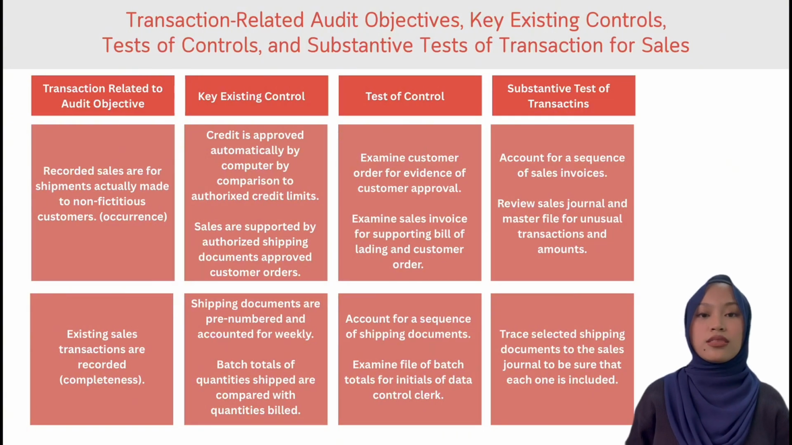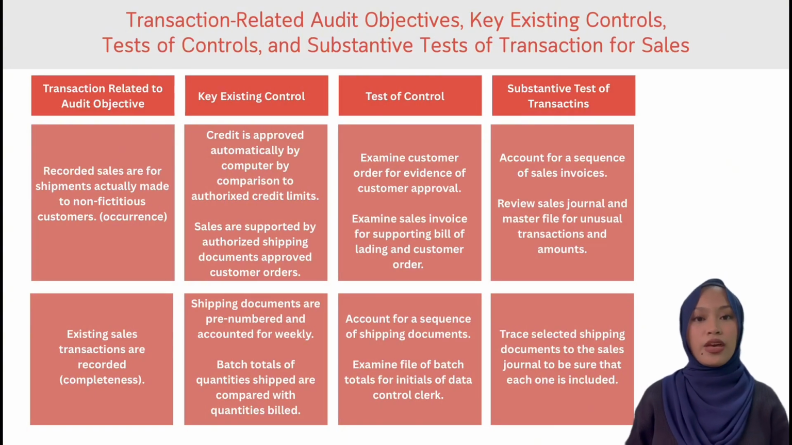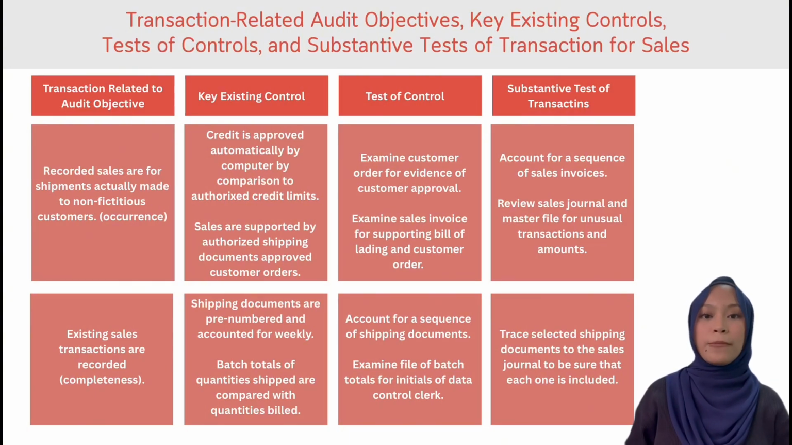Auditors then test these controls by checking if the shipping documents are in order by looking at batch totals. They also make sure that these files are reviewed by the data entry staff by checking for their initials. Finally, auditors carry out substantive tests by tracing a few shipping documents back to the sales journal. This helps them confirm that every shipment was properly recorded.